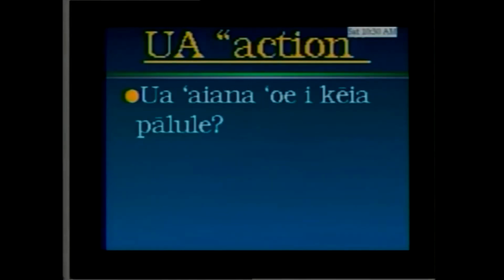Ua ayana oi ikeia palule. And this thing you gotta be a little bit careful because if you don't say this right, it's gonna sound like you don't know what you're doing, okay? Ayana, iron. So ua ayana oi ikeia palule. Palule, shirt.